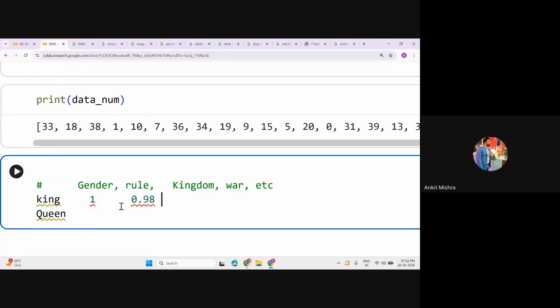Okay, the king belongs to a kingdom. Yes, it belongs to a kingdom. Not all kings participate in the war, so you can just give no. The same applies to any other features. And the way we have a gender for the king, in the same way we can give a gender for the queen as well.